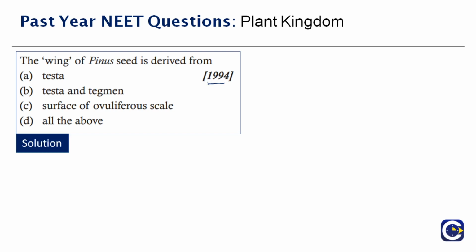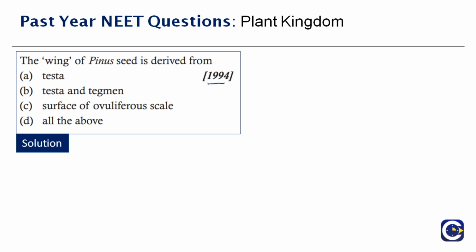The ovule matures into seed and is provided with wings. The upper surface of the ovuloferous scale forms the membranous wings of the seed, which helps in dispersal of the seed. Okay, now what does the wing of Pinus say? Wing of Pinus seeds originate from the dorsal or the adaxial surface of the ovuloferous scale. What do you mean by ovuloferous scale?